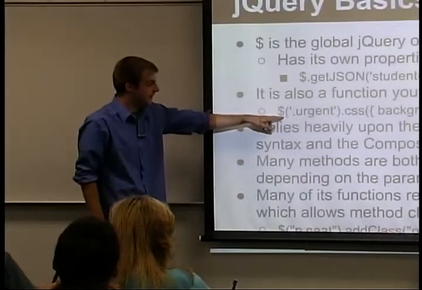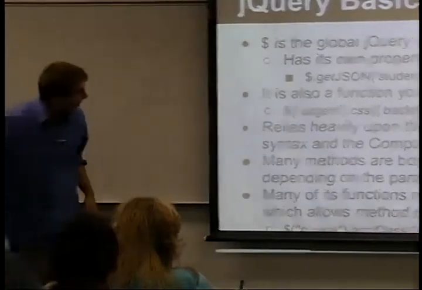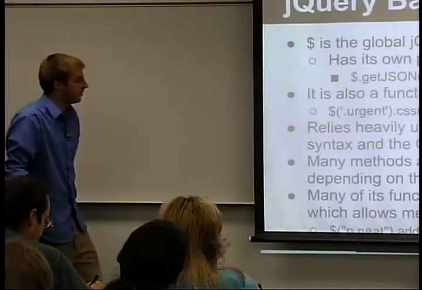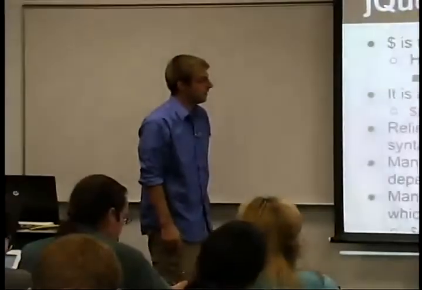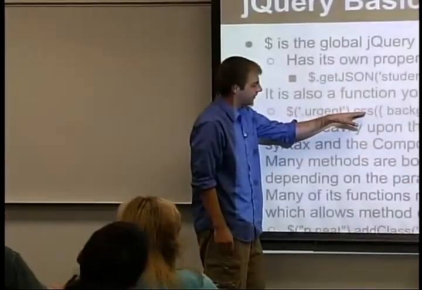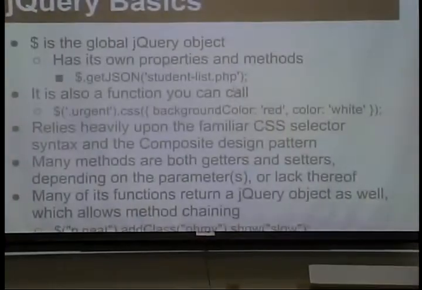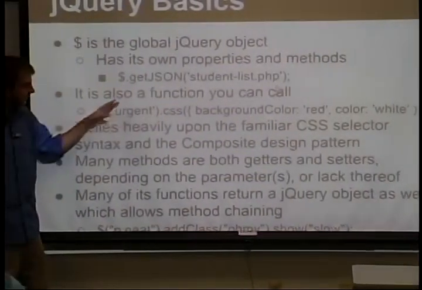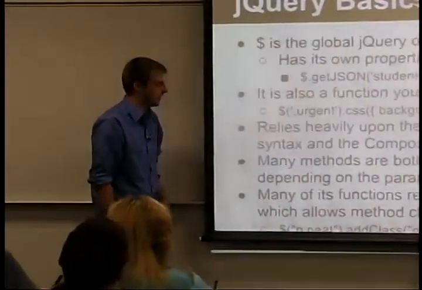This is a function, and what we're doing is we're passing a string into it. You might notice that it's actually a CSS selector. jQuery uses that a lot, but essentially what this code means is you get all of the items on the page that are of the class called urgent, and we're going to modify the CSS of that. So this whole second part, from here to the end of the screen, is the only parameter to this second method call. We're getting all of the elements on the page with class urgent, and applying certain CSS rules to this collection of objects.